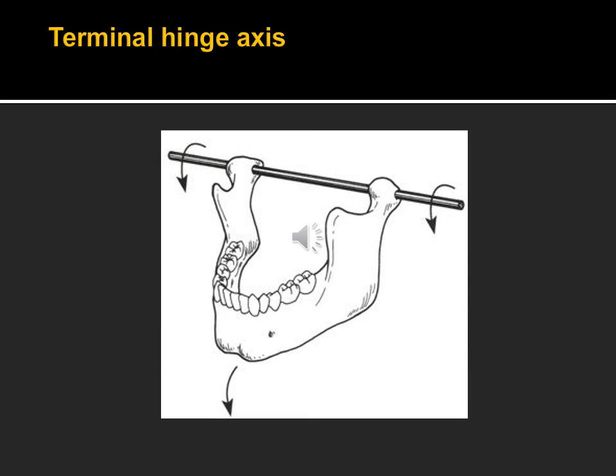In this slide, you can see the terminal hinge axis, or the transverse horizontal axis, which is an imaginary line or axis passing through the condyles, and the condyles are rotating around this axis, purely rotating without any translational movement. They are rotating around this hinge upon opening and closing, but without changing their place.